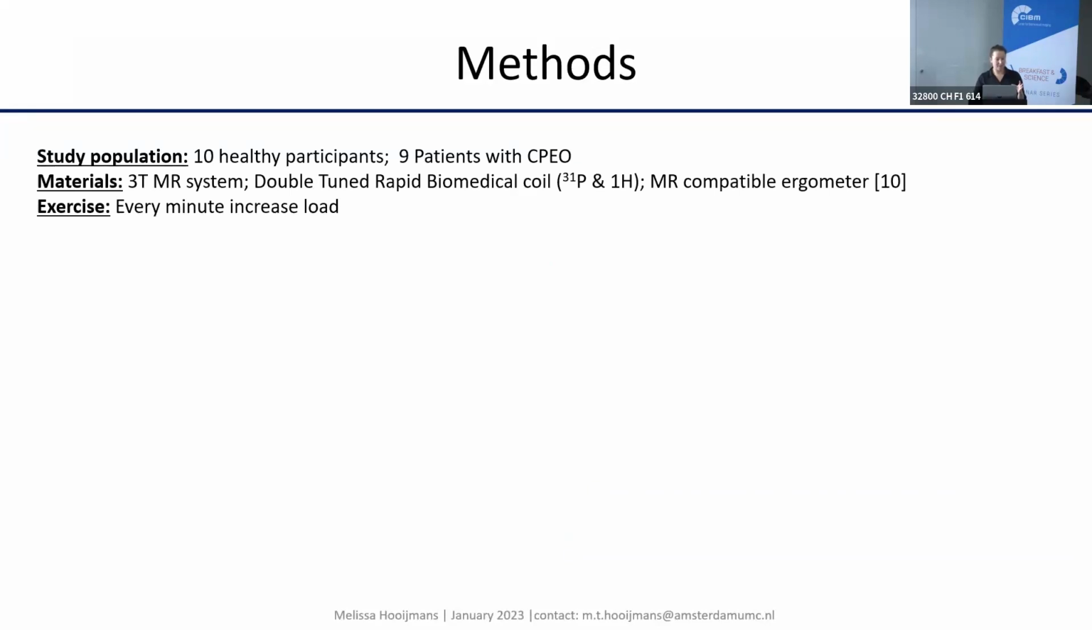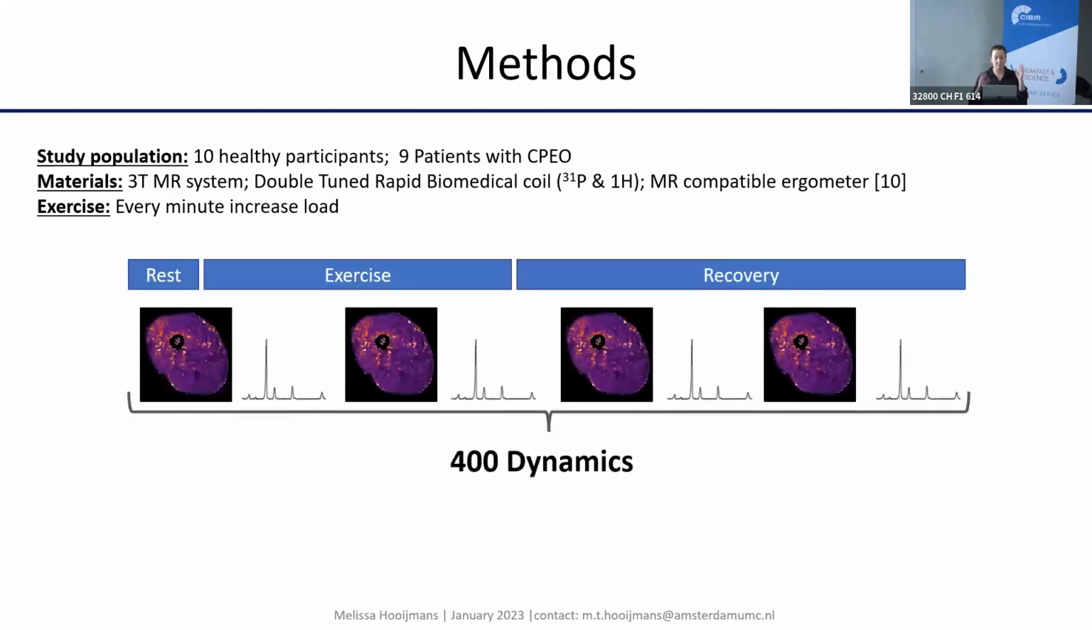So we had a study population of 10 healthy participants and 9 patients with CPEO. We used our whiteboard Vitesta MR system, the double-tuned coil, and the MR-compatible ergometer I just showed. And here again, we let the participant perform exercise. So first they had a minute of rest. Then they had an exercise period, and every minute we increased the exercise load, until they couldn't cycle anymore within our 60 to 70 rounds per minute cycle pace.